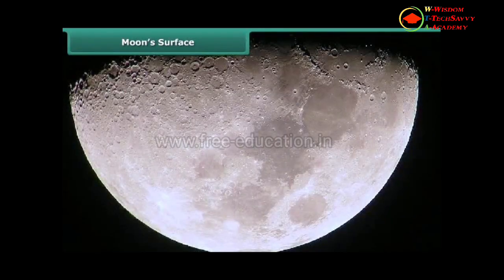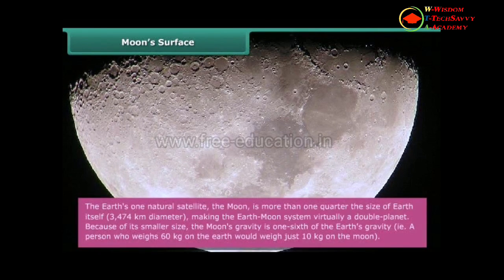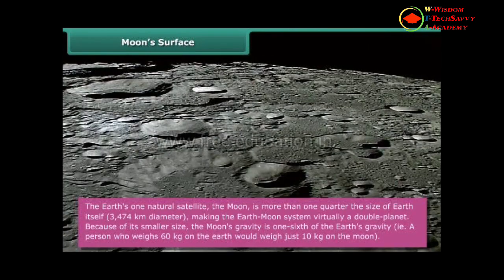Moon's surface. The Earth's one natural satellite, the Moon, is more than 1/4 the size of Earth itself, at 3,474 kilometer diameter, making the Earth-Moon system virtually a double planet. Because of its smaller size, the Moon's gravity is 1/6 of the Earth's gravity. That is, a person who weighs 60 kg on the Earth would weigh just 10 kg on the Moon.